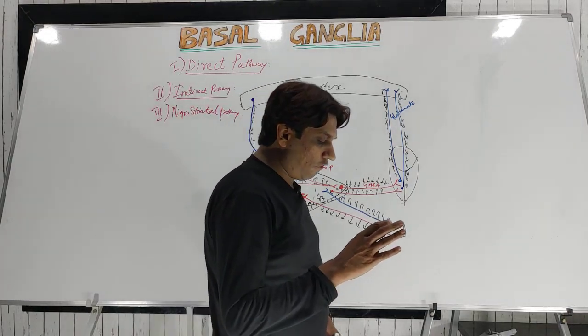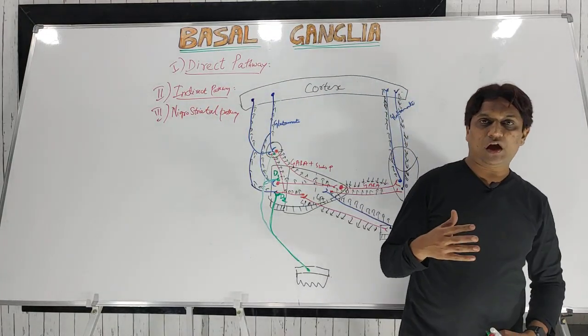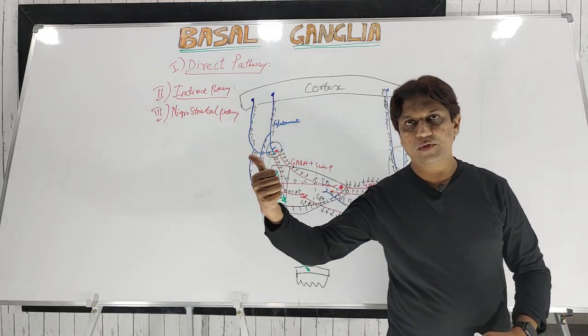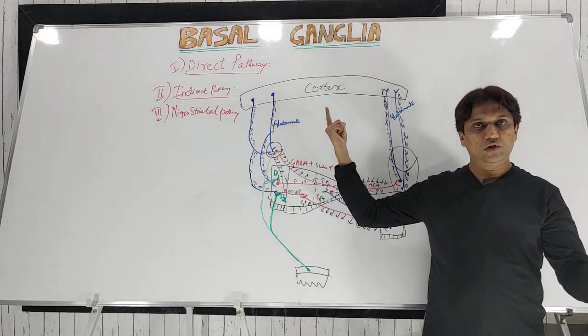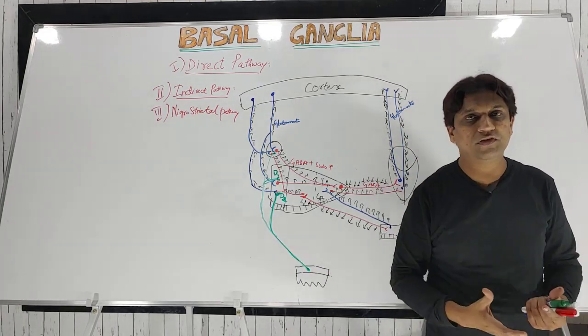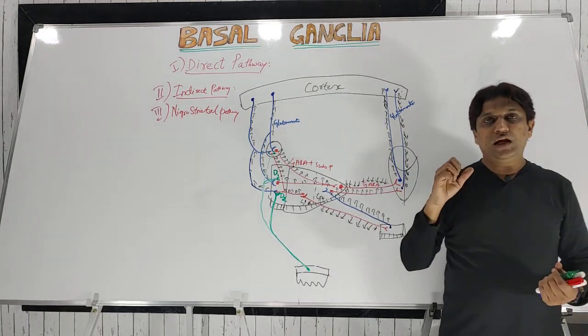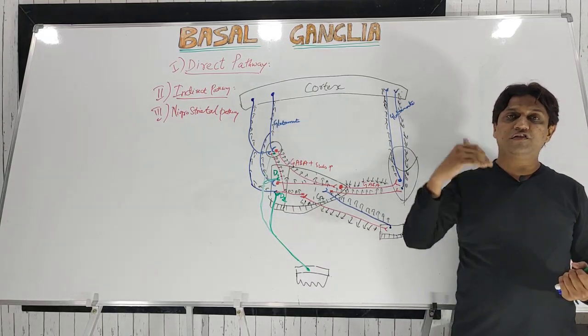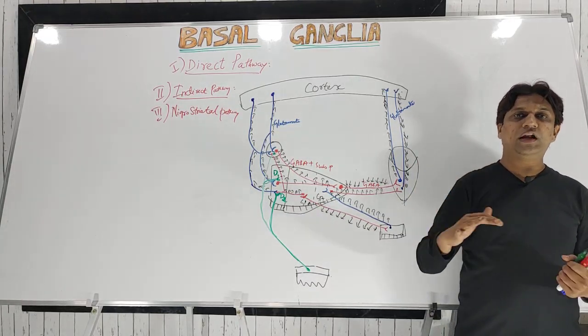Now coming to the functions of the basal ganglia: we have discussed what the components of the basal ganglia are, and the neuronal circuits, pathways or connections of the basal ganglia. Now, as I already said, the functions of the basal ganglia are to help in the initiation or maintenance of movement, stopping of movements, and modulating movement.